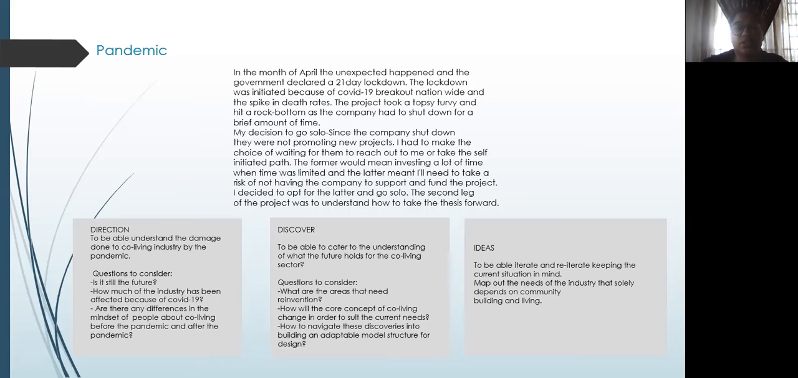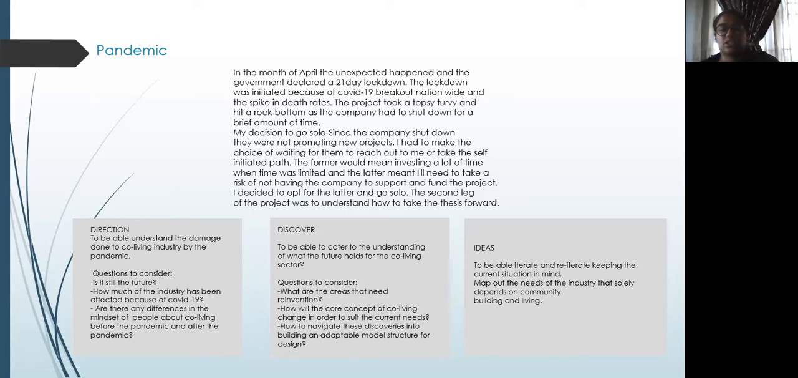So the first one was direction, to be able to understand the damage done to the co-living industry by the pandemic. Questions to consider: is it the future? How much of the industry has been affected because of COVID? Are there any differences in the mindset of people about co-living before the pandemic and after the pandemic?